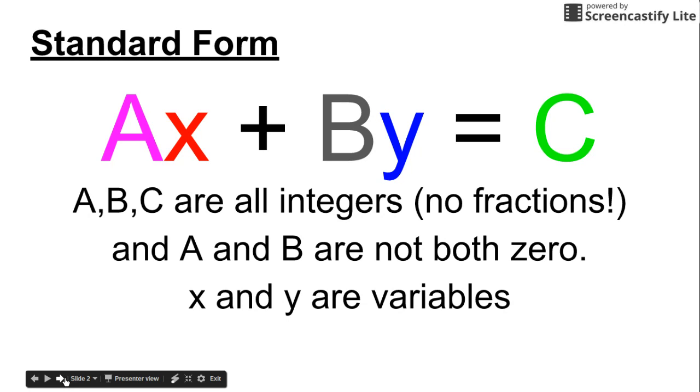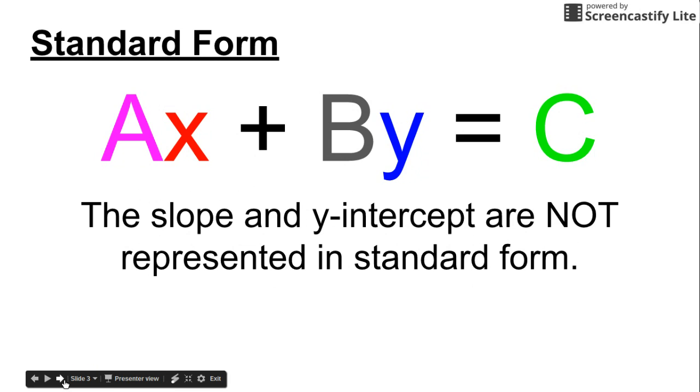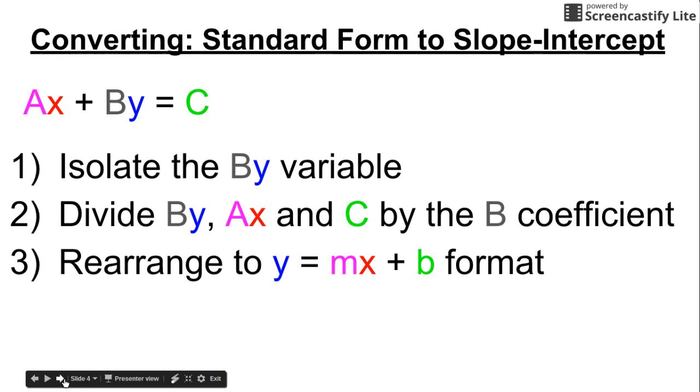X and y are still variables. You just leave them as x's and y's in the equation. The slope and y-intercept are not represented in standard form. You are not able to get a graph in this form of the equation, so what you have to do is change it into slope-intercept form.